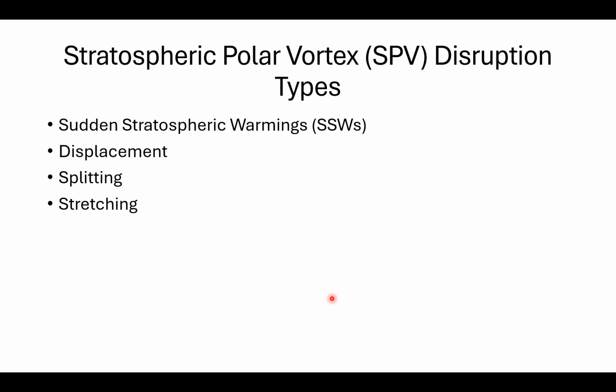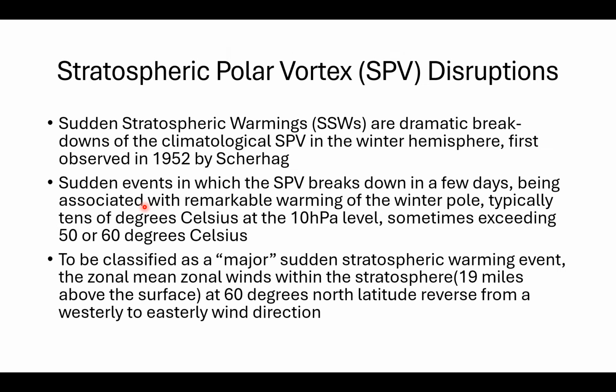Okay, so now let's move on to the stratospheric polar vortex, SPV, disruption types. We're going to talk about sudden stratospheric warmings, which can lead to displacement of the vortex, can lead to splitting of the vortex, and can lead to stretching of the vortex. We're going to talk about all of these now.